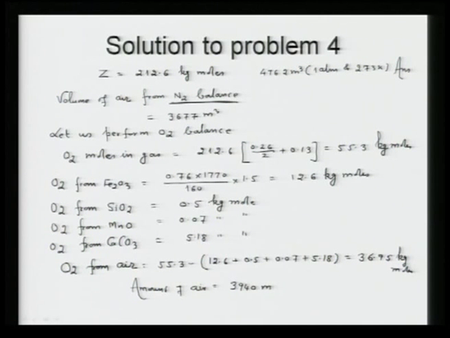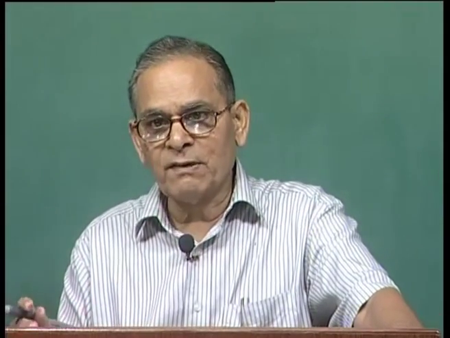3940 meter cube. Now, this is different from the nitrogen balance, but still you should consider that the amount of air calculated from the oxygen balance may have errors from several sources. First of all, oxygen is reactive. This mismatch could be due to rounding off, or it can also be due to some leakage of the oxygen. So, that is about the material balance.